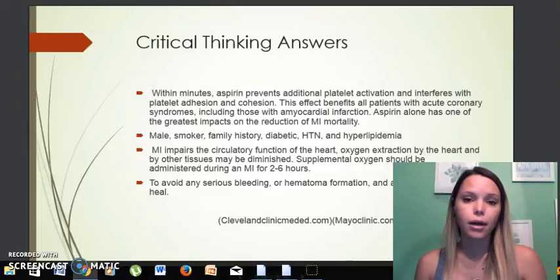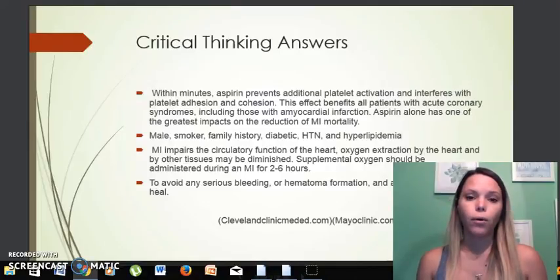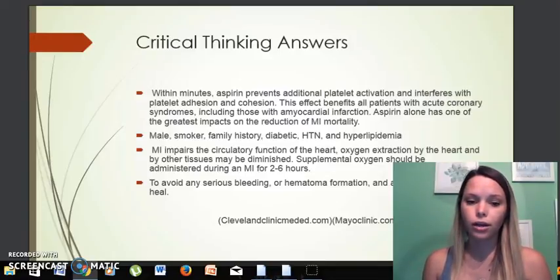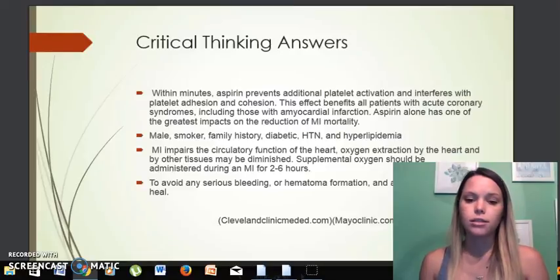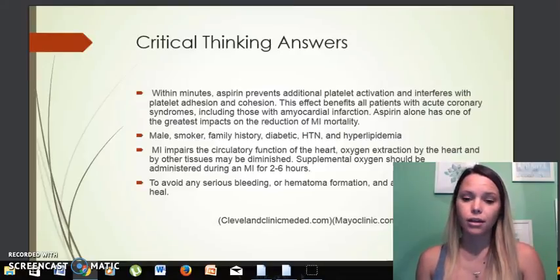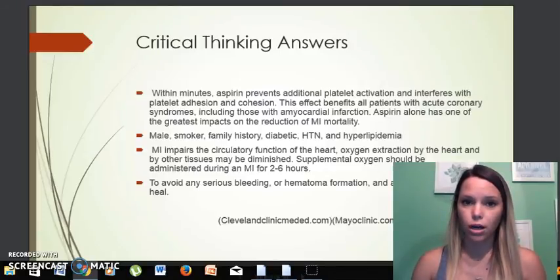Why is it important that MI patients receive oxygen? Well, during an MI, it impairs the circulatory function of the heart. Oxygen extraction by the heart and other tissues may be diminished. Supplemental oxygen should be given during an MI for 2 to 6 hours. You really don't want to oxygenate any longer than that.